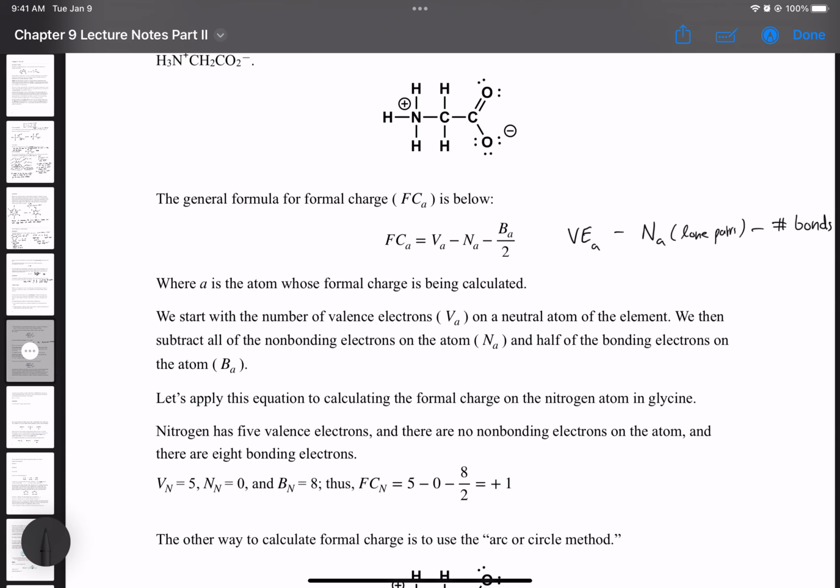But now let's apply this to the molecule in question, glycine, okay? So let's verify that the charge on nitrogen is +1. All right, so we look at nitrogen here.